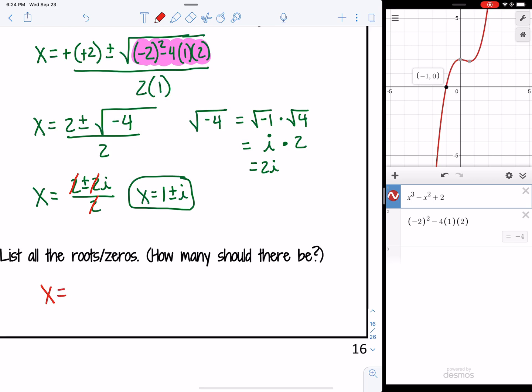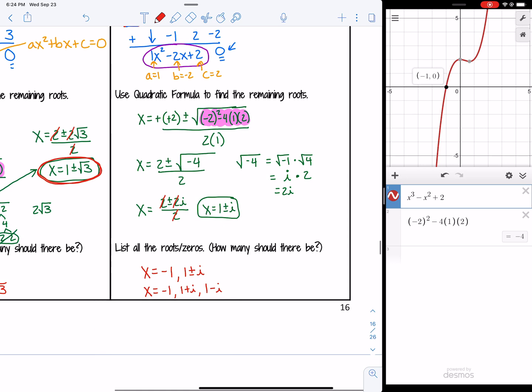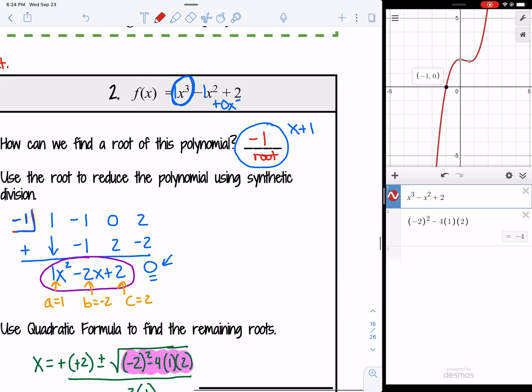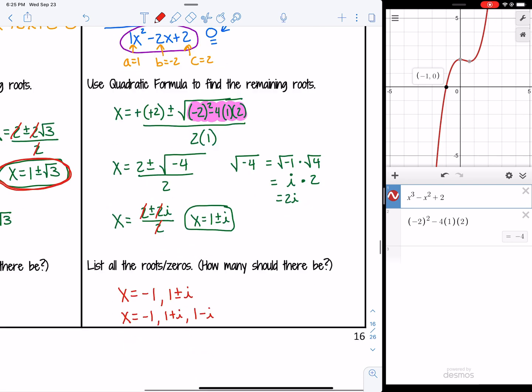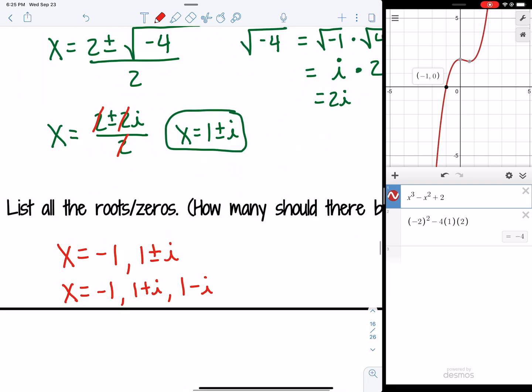So we had x equals the -1 we found on our graph, and we have 1 plus or minus i for the other 2 roots. So remember, you can write those separately as 1 plus i and 1 minus i. So you can see all 3 of your roots. And we know we needed 3 roots because our degree in our original polynomial was equal to 3. And that should always go together. Your degree should match the number of roots that you find. Okay, so that's it for finding zeros of polynomials.